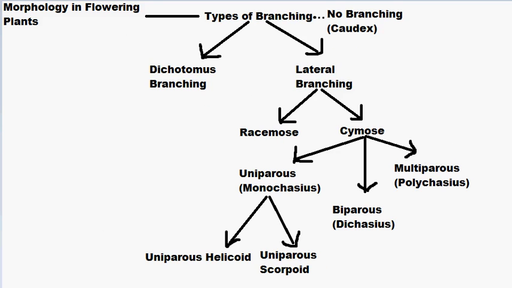Here, this one we are going to talk about. Multiparous or polychasius type of branching. Alright, what is the multiparous or polychasius type of branching? Let us understand. Okay, this is the ground, and this is the stem. Okay, it is the part of the cymose type of branching. So we can say that all the stem and the branches are terminated by flowers.